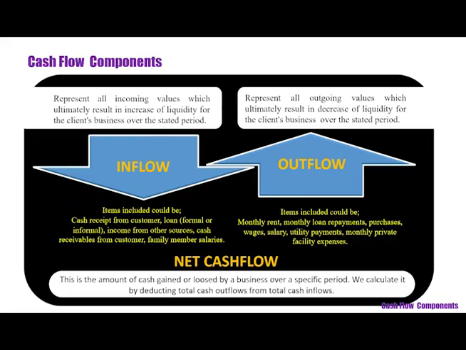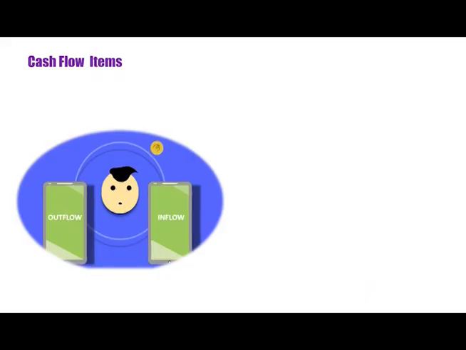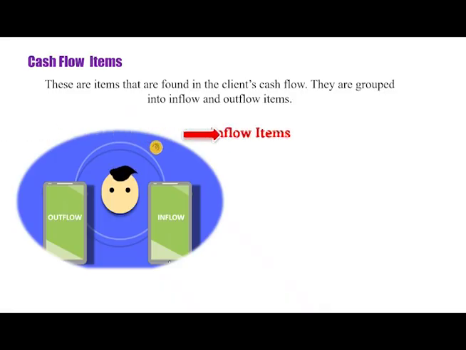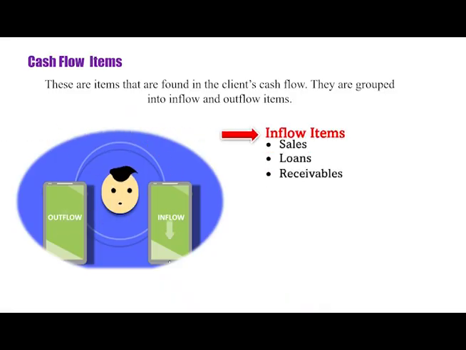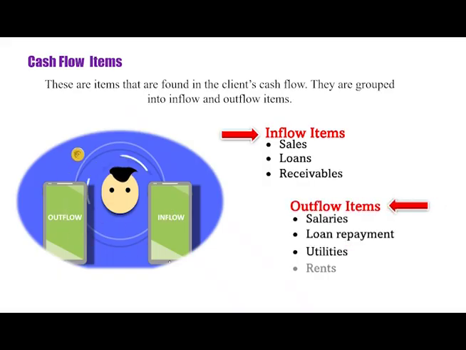Let's look at the cash flow items. These are items that are found in the client's cash flow. They are grouped into inflow and outflow items. Under the inflow items we have sales, loans, receivables. Under the outflow items we have salaries, loan repayment, utilities, rents and other expenses.